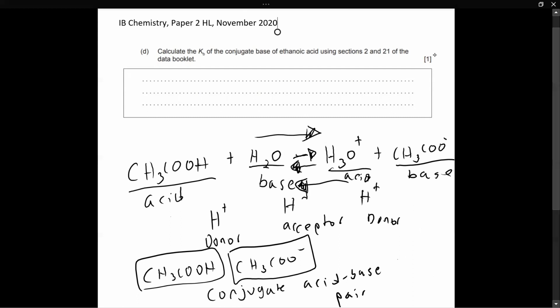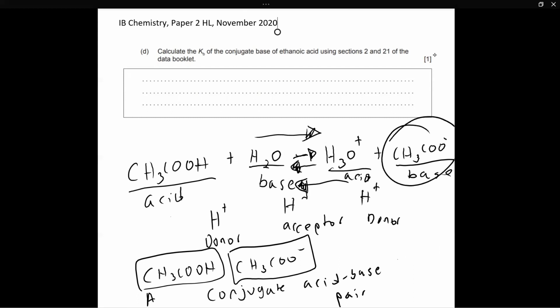Whereas CH3COOH or ethanoic acid is an acid and CH3COO minus does act as a base, like how I showed you over here. And they're even related to each other. So you can think of them like brother and sister, right? And that's why they're called a conjugate acid base pair. Hopefully that makes sense to you.